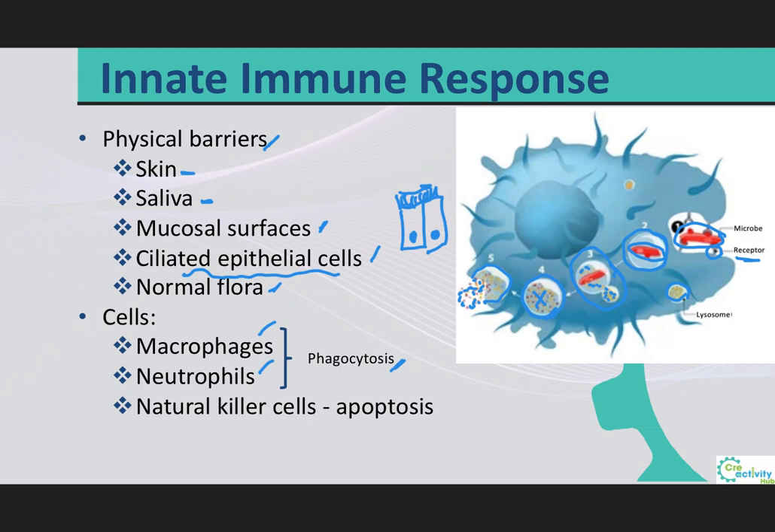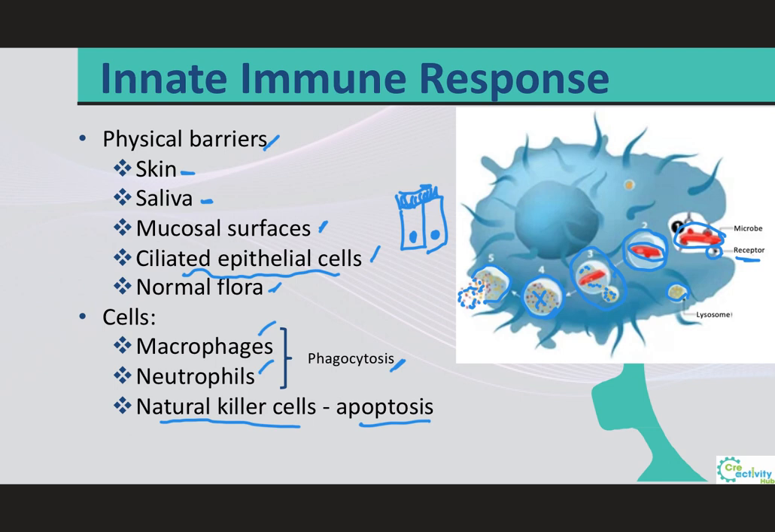The other type of cell that we have in the innate immune response are the natural killer cells, which are a type of lymphocyte that will have the ability to induce apoptosis, which is programmed cell death, in cells that are infected with intracellular pathogens such as bacteria and viruses.